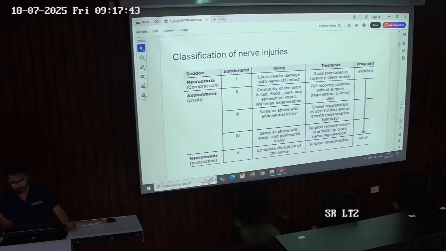And as we go on from grade 2 to grade 4, the prognosis decreases, and in grade 5 there will be complete disruption of the nerve, which corresponds to Seddon's neurotmesis, right? In the last grade, grade 5 or Seddon's neurotmesis, we will need surgical intervention to repair the nerve injury. Does anyone have any doubt or want more explanation regarding the classification or the nerve injury as far as the two slides are concerned?